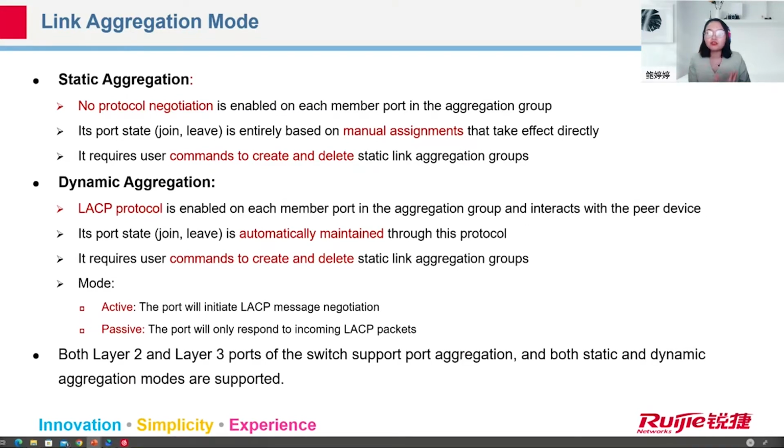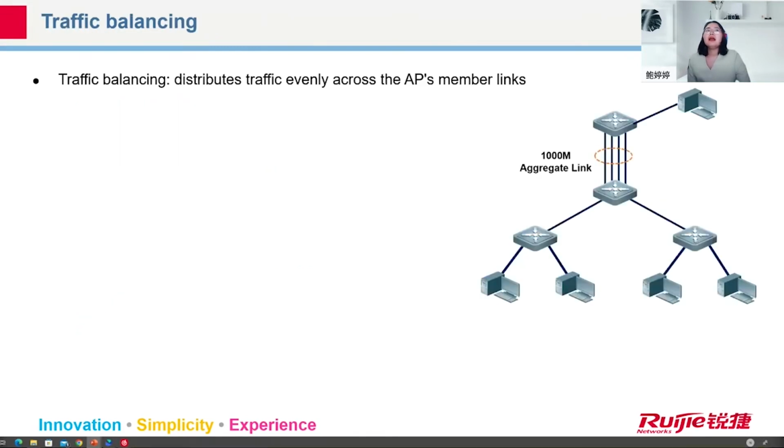And both layer 2 and layer 3 interfaces can be configured with static or dynamic link aggregation. We can support that. And after we do the link aggregation, one advantage of this technology is that we can provide traffic balance. This means if we have four links, like in this topology, we hope for at least 25% on each link, and not the result where everything is on one link and the other three links are empty.